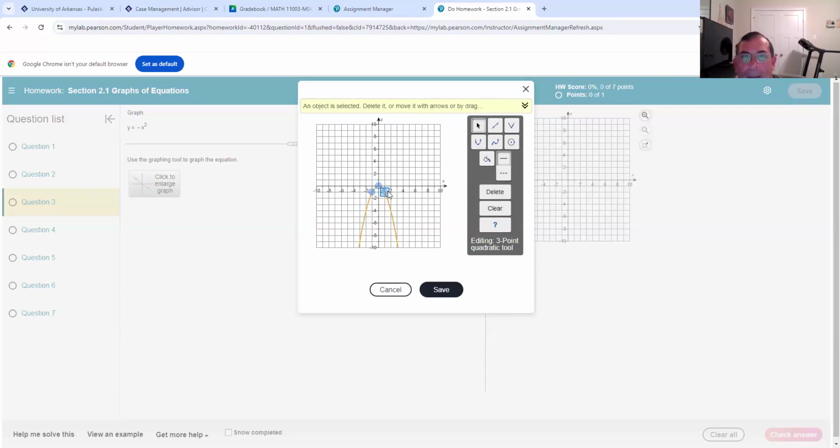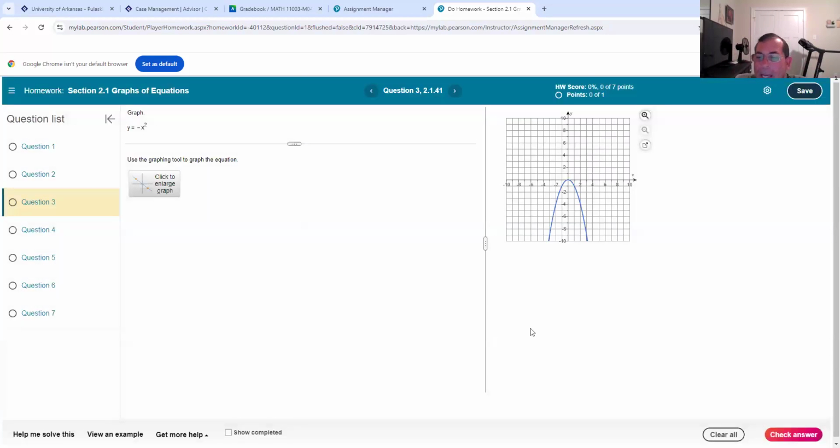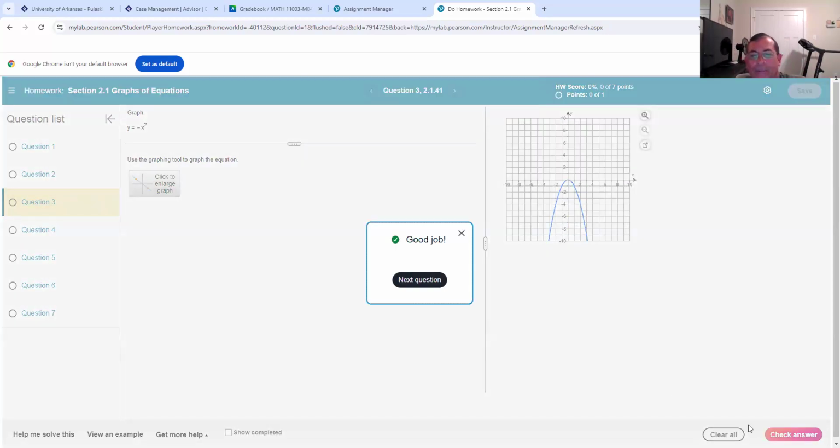Y'all watch that little banner when I'm doing them because this Math Lab is so picky. If you just get a little bit off, it throws that point out of line, okay? All right, so we got 3 points. You just save it and then check your answer.